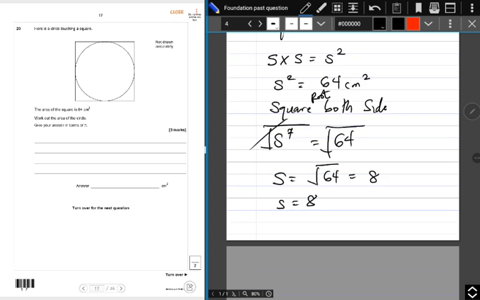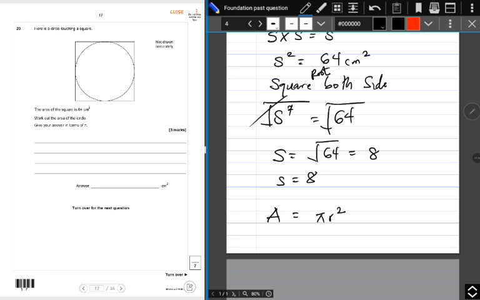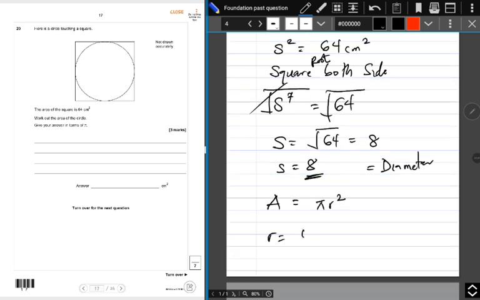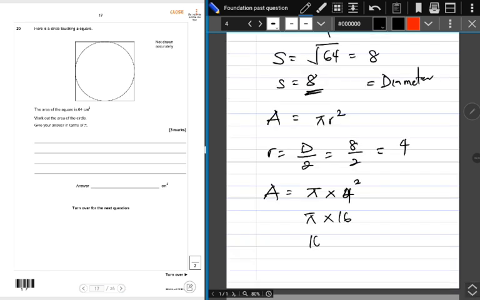Now that we've gotten the value to be 8, it said work out the area of the circle, giving your answer in terms of pi. The area of a circle equals pi r squared. Now we need to get our radius. Since we've gotten 8 as the diameter, the radius is the diameter divided by 2, which is 8 divided by 2 equals 4. Now area equals pi times 4 raised to power 2, which is pi times 16, and that will be 16 times pi, which is 16 pi. So that's it for question 20.